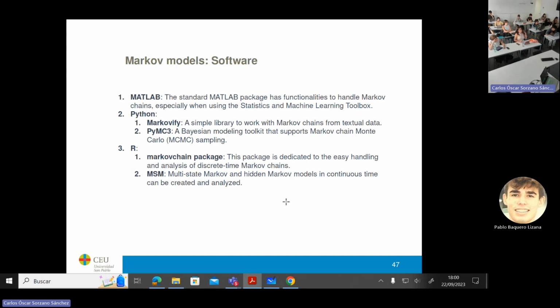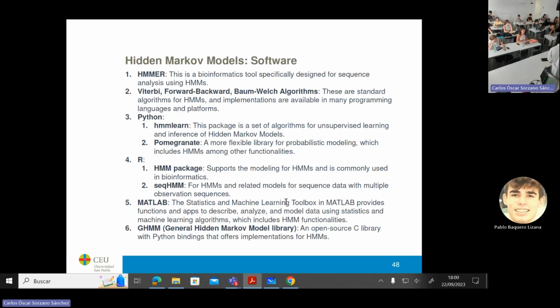Okay, software to work with Markov models. Here we have a few. Something different with respect to the ones before: now you have to program all this stuff. You have to really write programs to use them. Some other software as well.